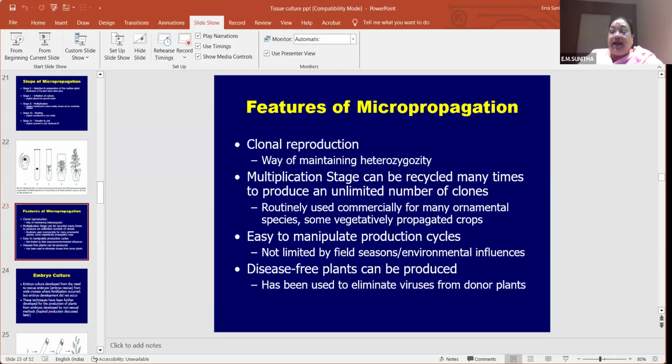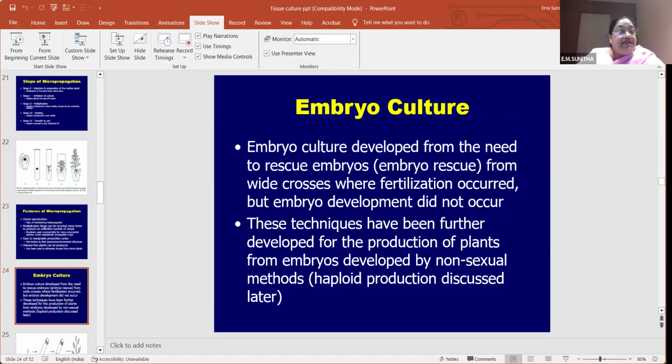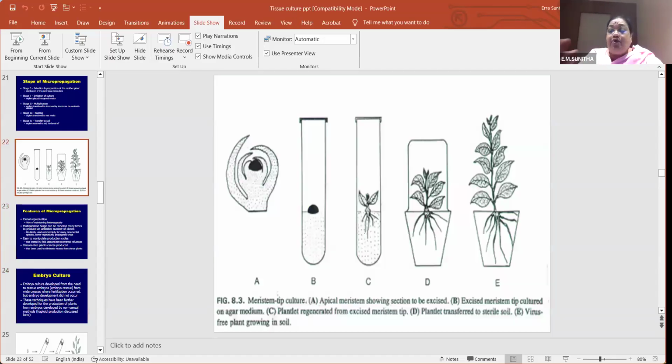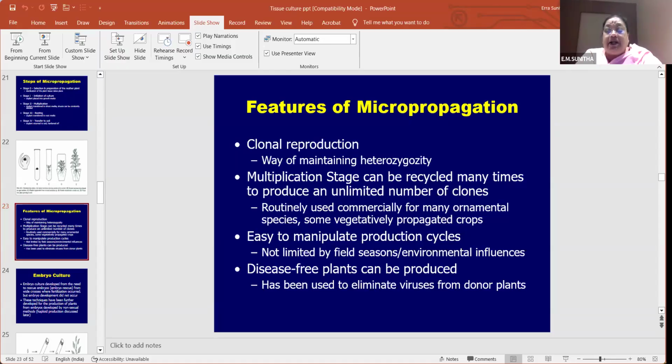Then it's easy to manipulate the production, you can do the manipulations. Field seasons and environmental influences, what is there? You don't see all those things in micropropagation. Why? Because you have standardized the procedure. According to the standardized procedure, you will be doing it in laboratory conditions. Finally it will go out. When it goes out, it can maintain hardening; once it is done in laboratory conditions, outside it can survive very easily.